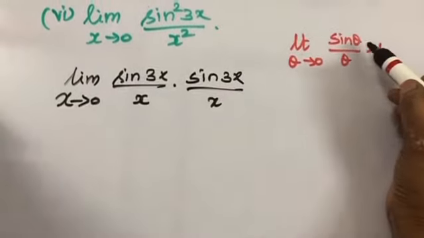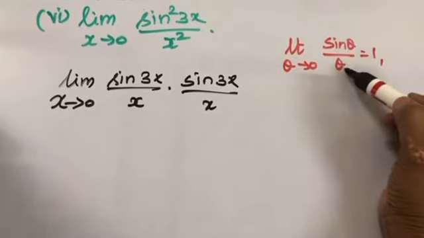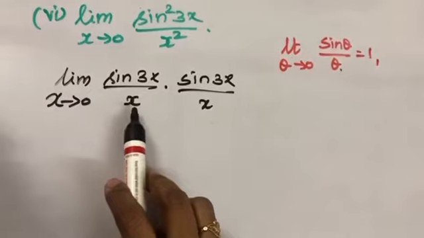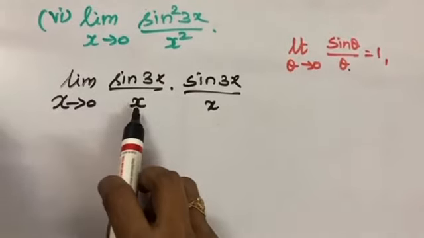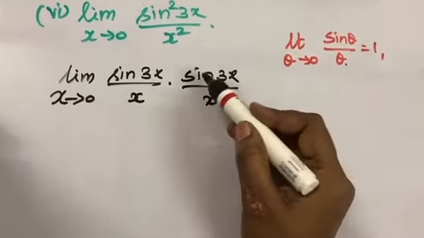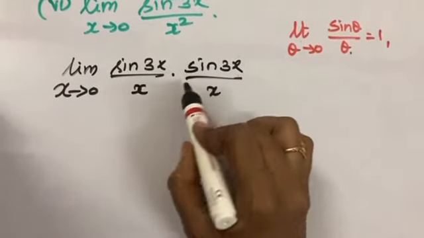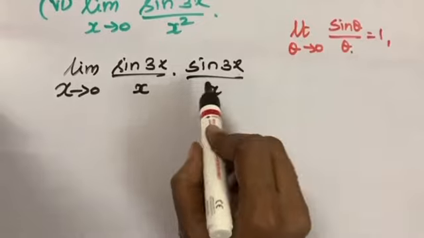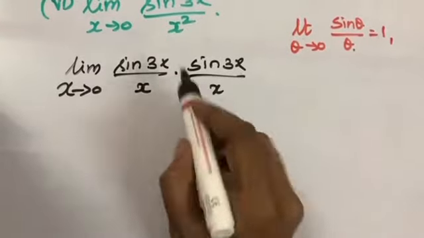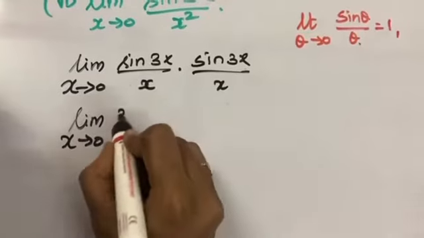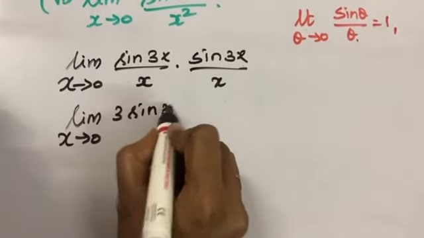But here the angle theta should be in the denominator. Here we have 3x, but in the denominator we have only x. Similarly, the other factor also has sin 3x divided by x only. But in the denominator 3x should come. So for that I am going to multiply the numerator and denominator by 3.